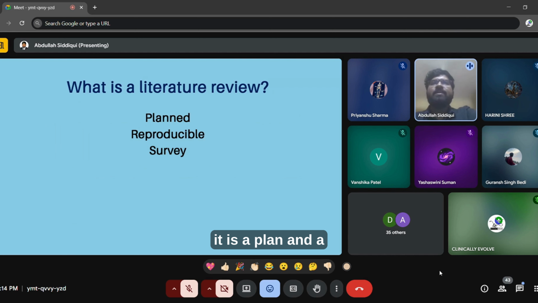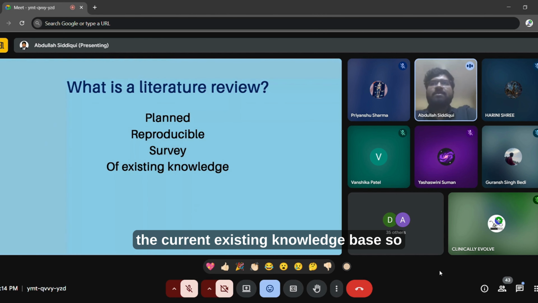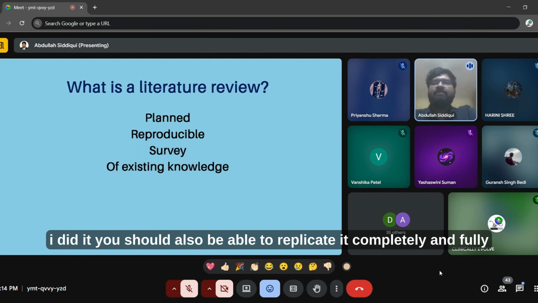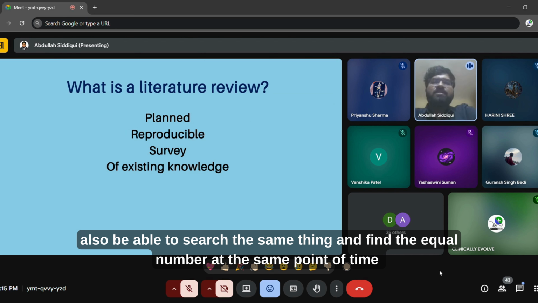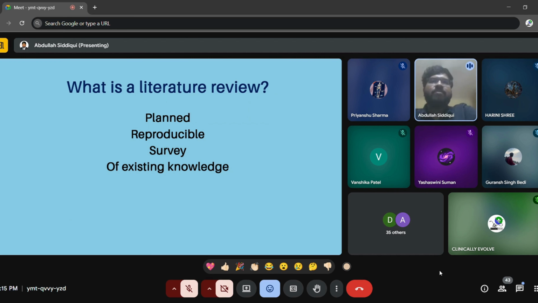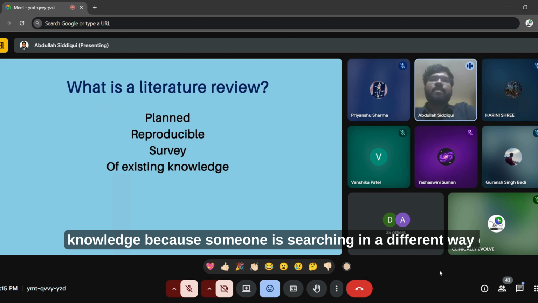It is a planned and reproducible survey of whatever is currently published, or the current existing knowledge base. It is a form of search strategy which, if I do it and describe how I did it, you should be able to replicate completely. If I search for a certain topic and find 190 results, you should also be able to search the same thing and find an equal number of results at the same point in time. It is a review of the current literature base that everyone can access at the same time. There will be no loss of knowledge because someone is searching in a different way or doesn't know about something.